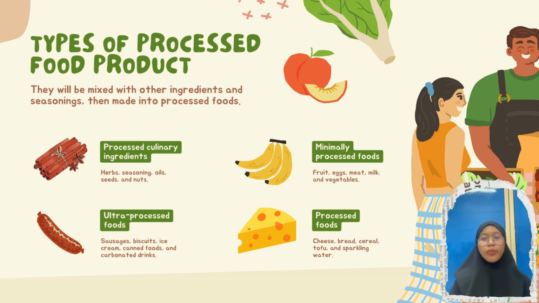Third is processed food. This food is made with added sugar, salt, oil, and so on, or other things from group 1 or 2, to make it more stable or to keep its qualities. This group of food can be eaten by itself or added to other dishes.